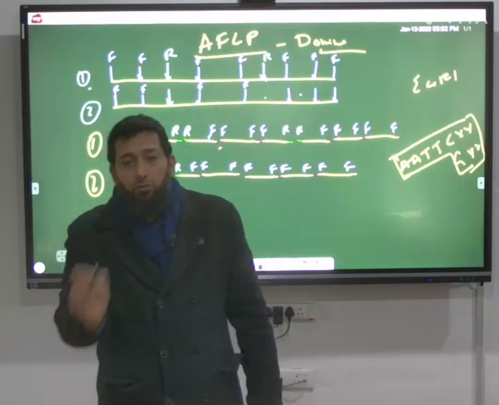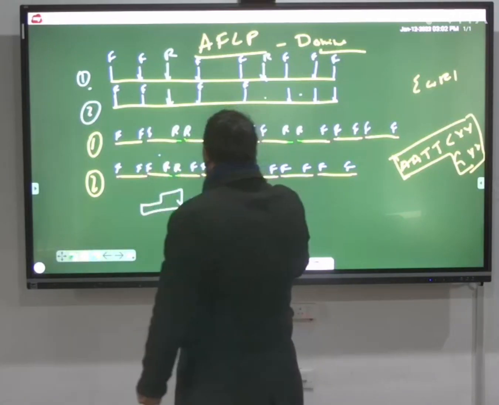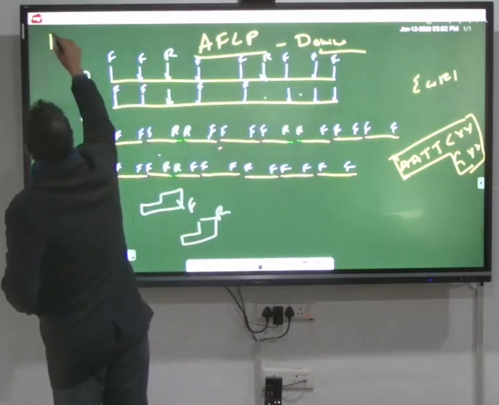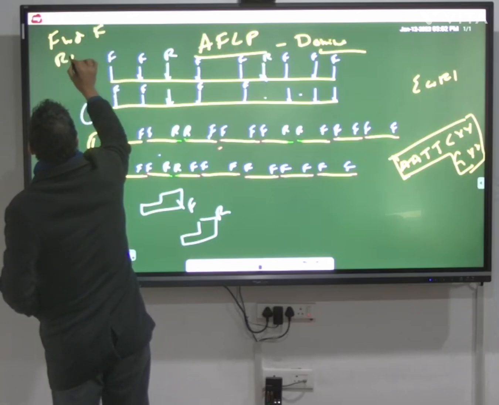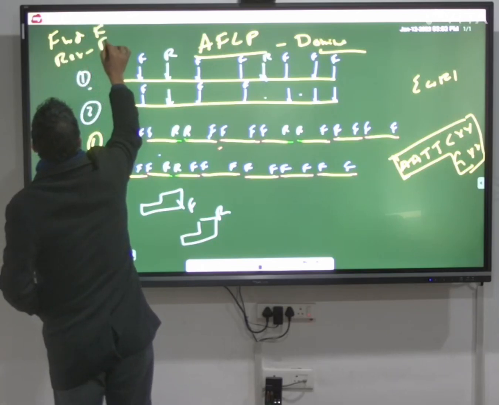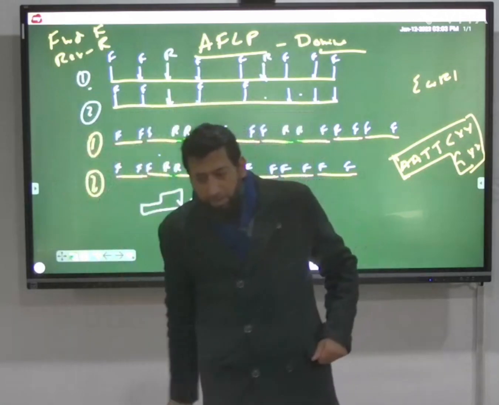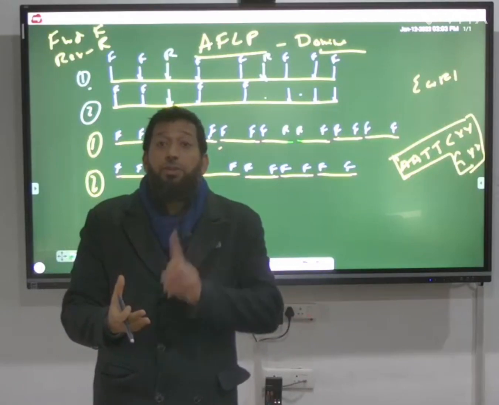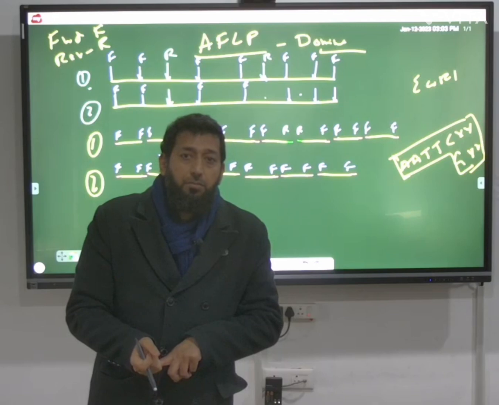After this, so restriction digestion, then adapter ligation. After adapter ligation, we use two types of primers. We use a forward primer for a frequent cutter and a reverse primer for a rare cutter. F for F, R for R. You remember it like this. So a forward primer for a frequent cutter and a reverse primer for a rare cutter.